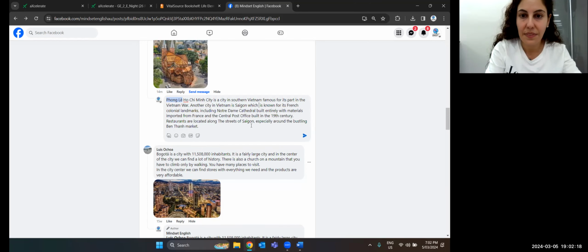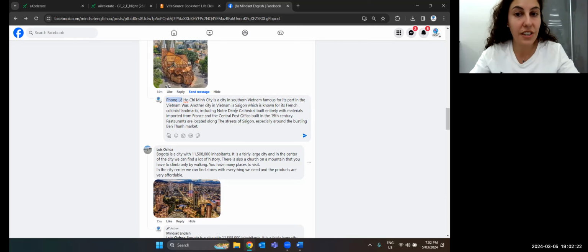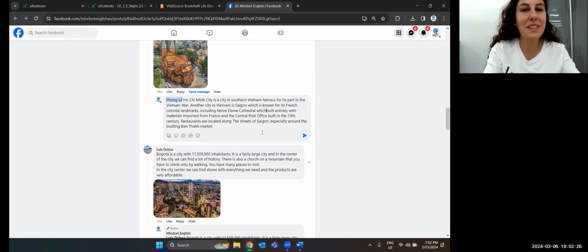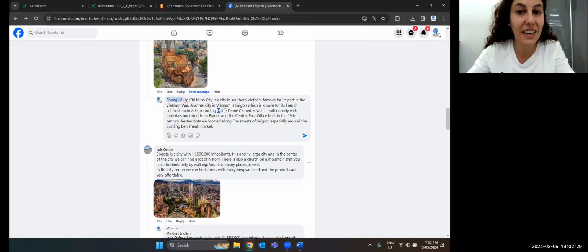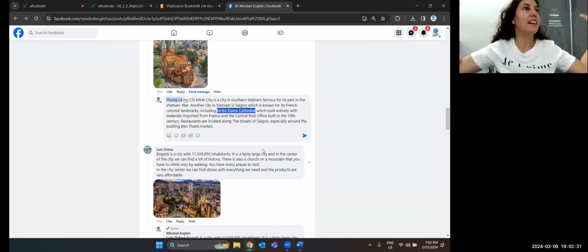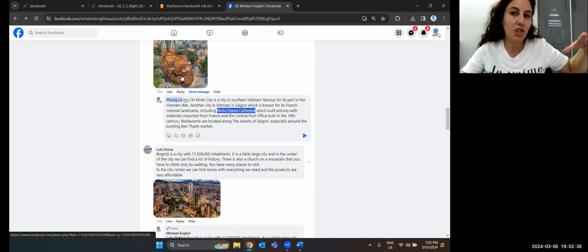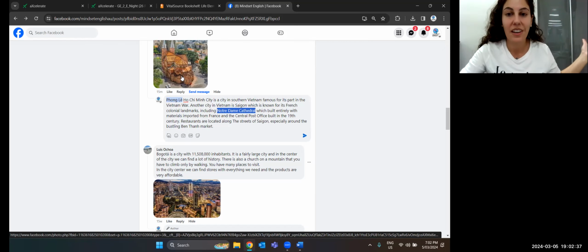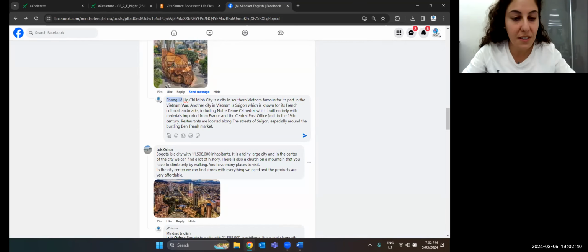which is known for its French colonial landmarks, including Notre Dame Cathedral, which was built. So that must be the image of the Notre Dame Cathedral. Cathedral is like a church. It looks like this, a cathedral. So not just a normal church, but a cathedral, which was built entirely with materials imported from France. And the central post. Okay, I might put a full stop.